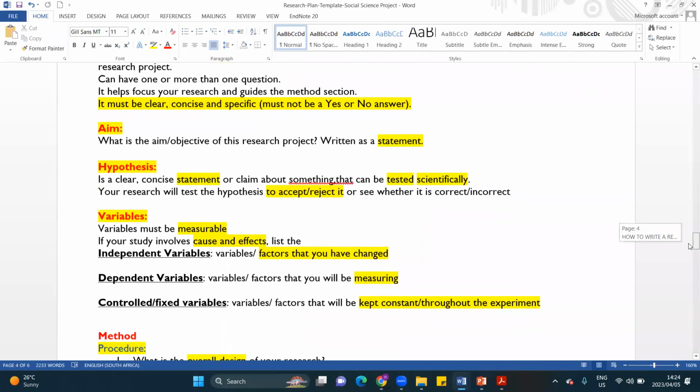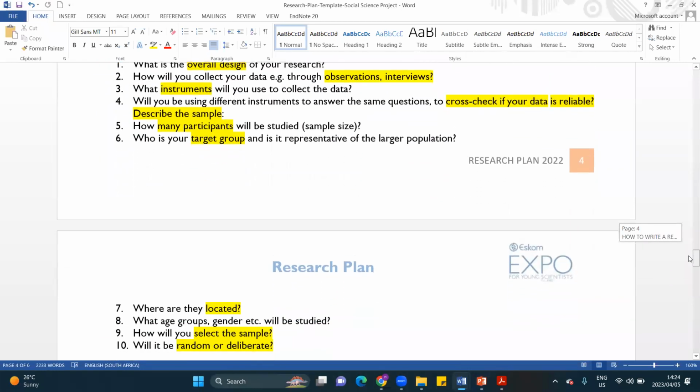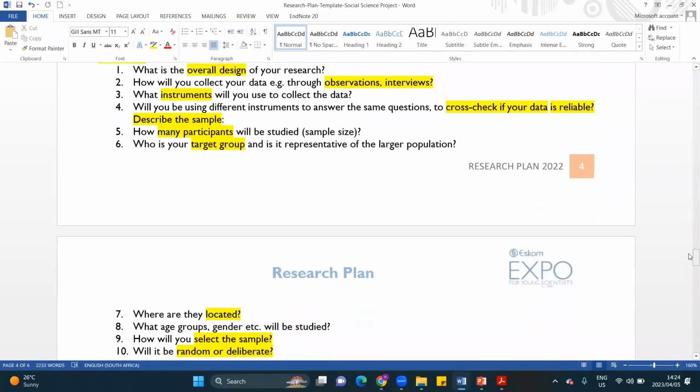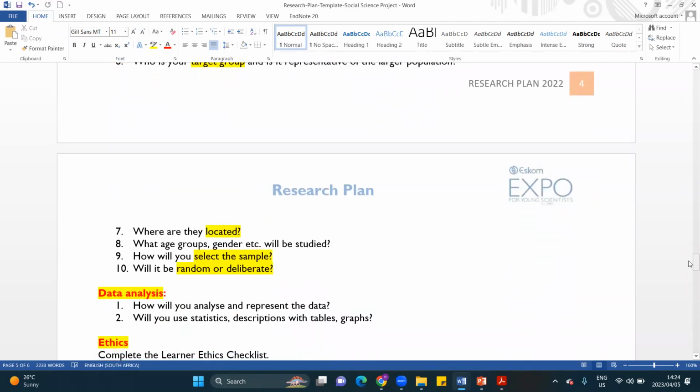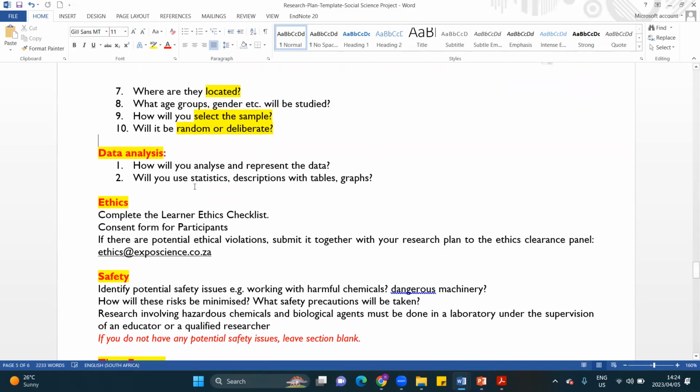So the questions that you ask in your method section, draft out that questionnaire or observation checklist or whatever you're using. Let the teacher have a look at it. You can even do a pilot study. Give it to a few learners or a few people who are not going to be your actual sample group. Give them the questions to answer first and look at their responses. It will give you an idea whether the answers you're going to get will support or reject your hypothesis, right?